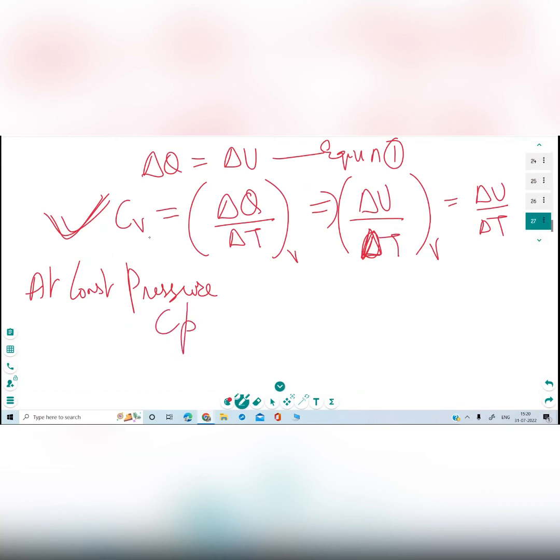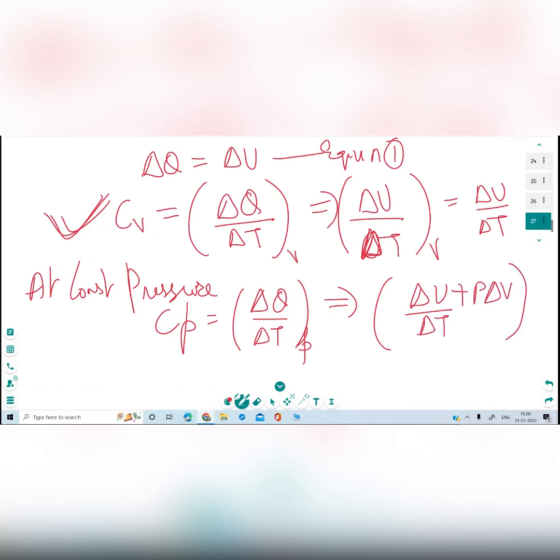CP. Okay. So at constant pressure, what will happen? Del Q by del T, this is pressure. This will now become this plus P del V. Why P del V? Because Q is equal to U plus W, and W is equal to pressure times volume. Yes, exactly.